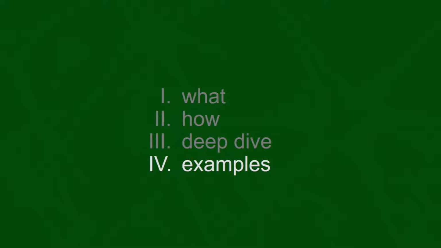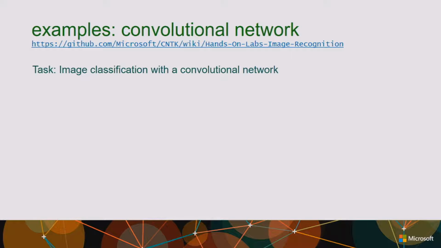OK, so I would like to go through a couple of examples. So the first example I want to do is a convolutional network. I don't really have time to explain a convolutional network. If you are not familiar with that, maybe wait to the next example.